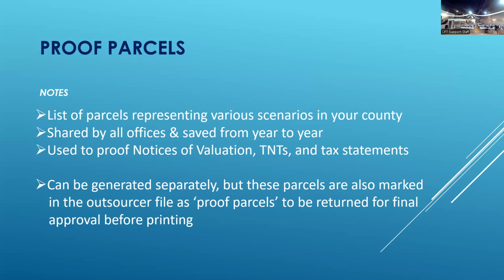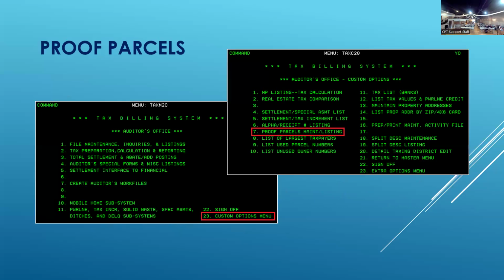And it's used to prove your notice of evaluation, your TNTs and your tax statements. This can be generated separately, but the parcels are marked in the outsourcer file as proof parcels so that you can check them before they go to printing. To get to the menu option, it's in your auditor's menu. Option 23, the custom options, and number 7, proof parcels for your maintenance listing. When you choose option 7, it goes right to the end of your list where you can add.